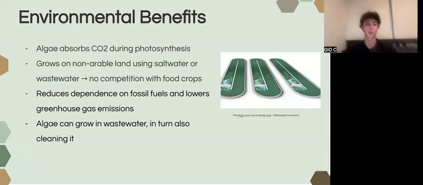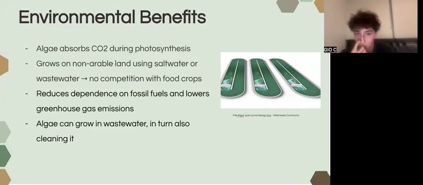And the environmental benefits. One of the biggest environmental benefits of algae is that it absorbs carbon dioxide during photosynthesis, because in the end it's still a plant when it's growing and being cultivated in these farms. It helps reduce greenhouse gases as well. It can also grow on land that can't be used for farming and doesn't need fresh water. It can grow in saltwater, even wastewater.